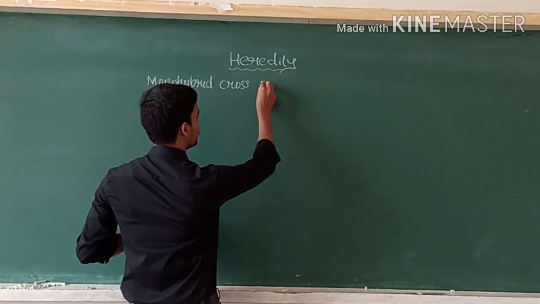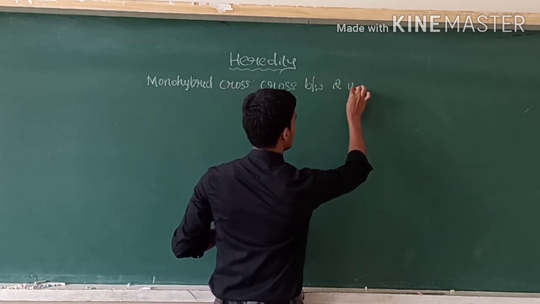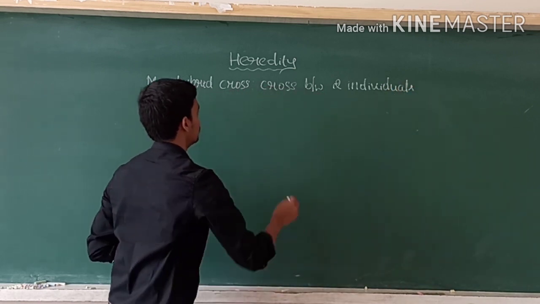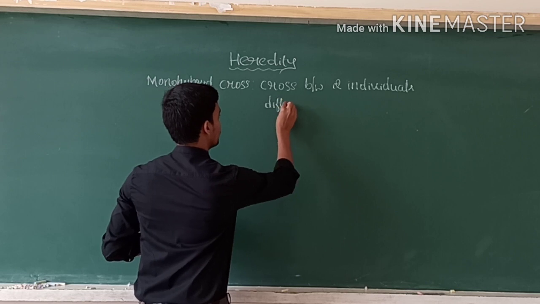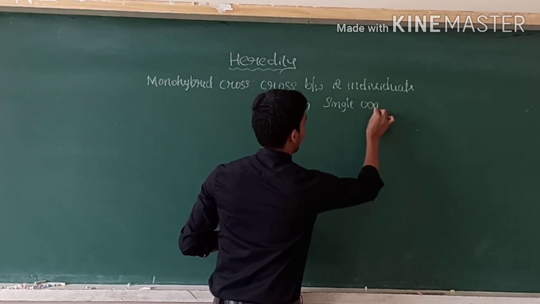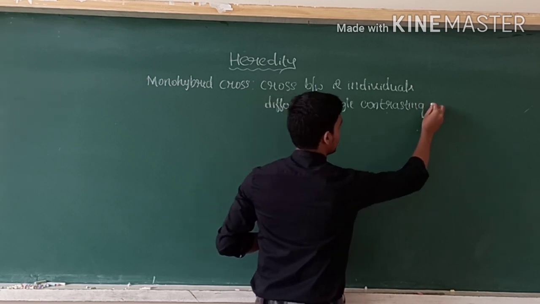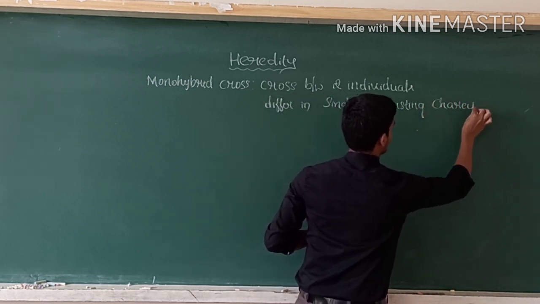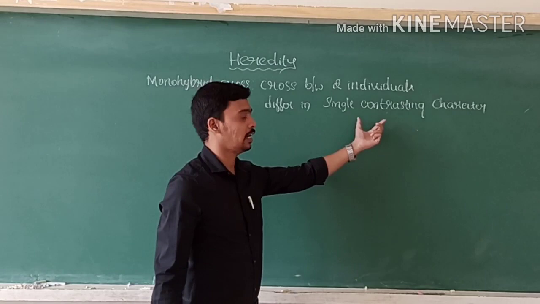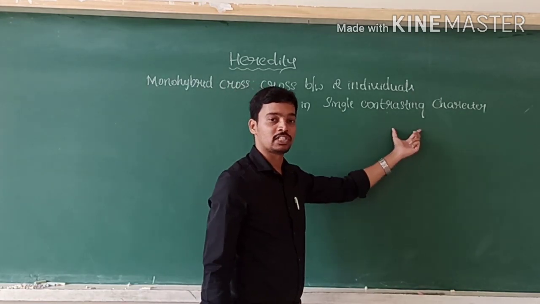Here, the cross between two individuals that differ in a single contrasting character. You know that contrasting means opposite character. There is a single contrasting character. Those two individuals which undergo the cross differ in a single contrasting character.